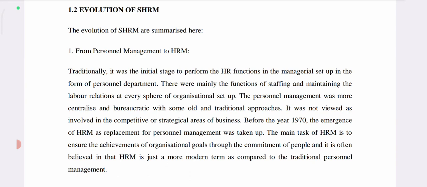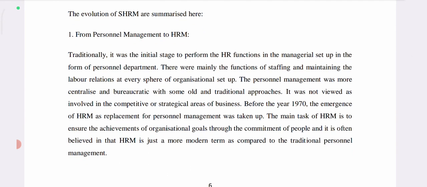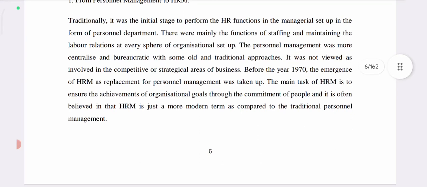From personnel management to HRM. Basically, personnel is the employee who is working in an organization. Traditionally, it was the initial stage to perform the HR function in the managerial setup in the form of a personnel department. Their main function was staffing and maintaining labor in the organizations. It was centralized and bureaucratic, with some old traditional approaches. It was not involved in the competitive strategy areas of business, and it was done before the year 1970.